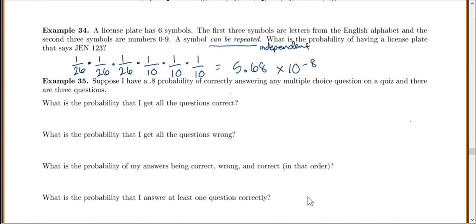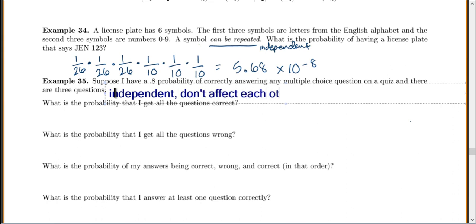For our next example, suppose I have a 0.8 probability of correctly answering any multiple choice question on a quiz, and there are 3 questions. Notice it's a 0.8 probability for any of them, so what I get on the first one shouldn't be affecting the next one. So these should be independent, or they don't affect each other. Because it's multiple choice, one question should not affect the next question.